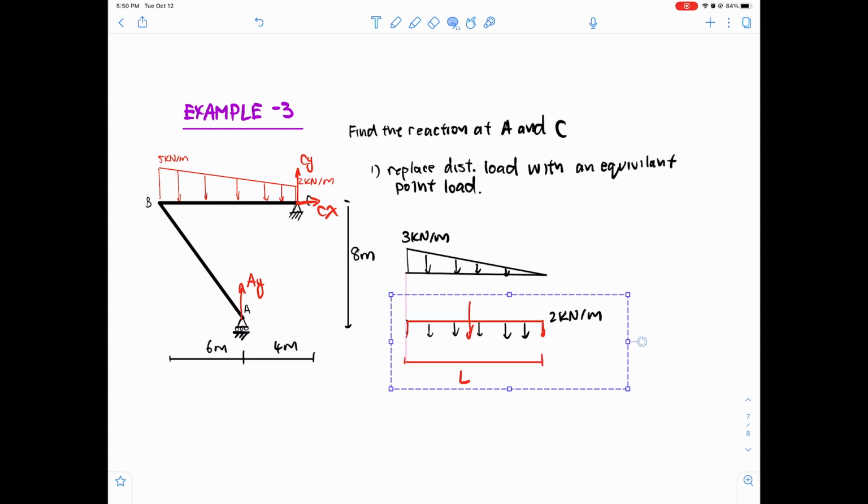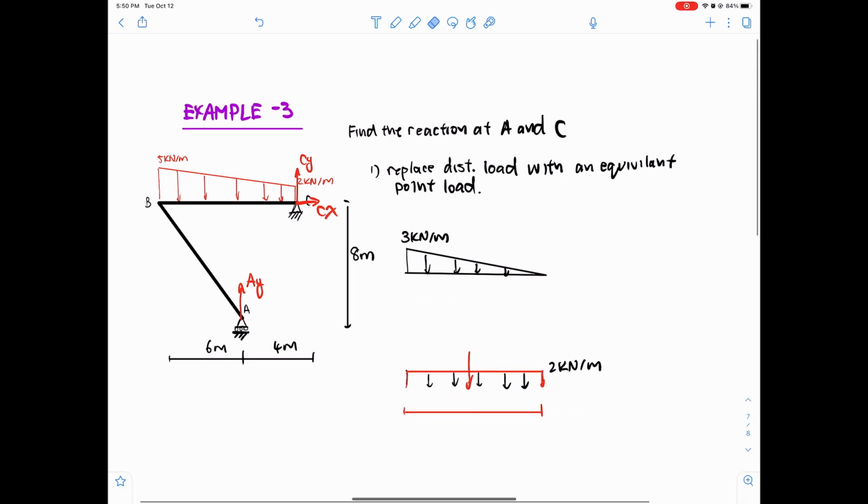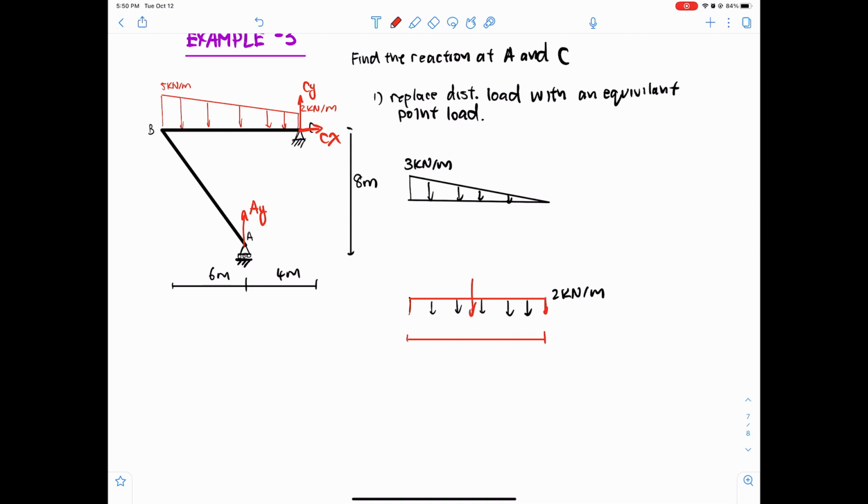So what is this length now? So this is just this length because it is acting here on this beam, right? From B to C, right? So this would be 10 meters. And this equivalent force would be just 2 kilonewtons times 10, which is 20 kilonewtons total, right? And it is acting at the middle of the beam, okay?